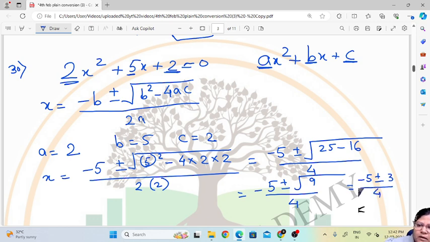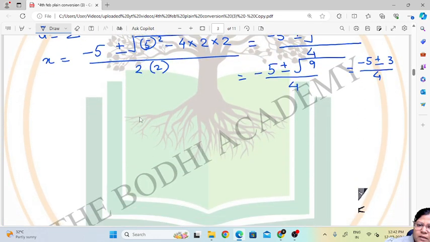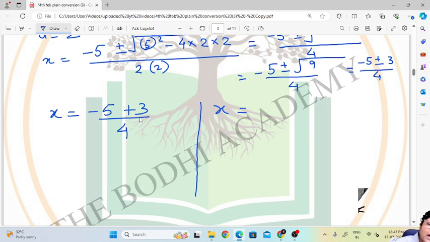Okay. Now, as in the first question where we were doing by middle term splitting, we were getting two values of x, the same way we will get two values of x here also when we are doing with the quadratic formula. One time I will take x equals to negative 5 plus 3 upon 4, and another time I will take negative 5 minus 3 upon 4. Why is it plus minus here? Because one time we have to take with the plus, another time we have to take with the minus, because of the square root.